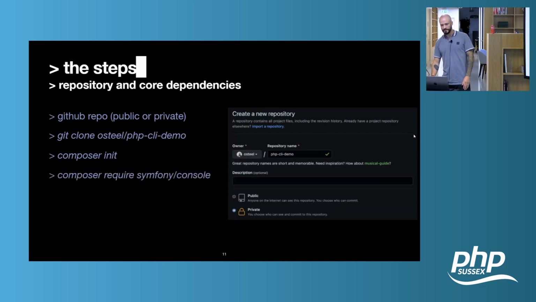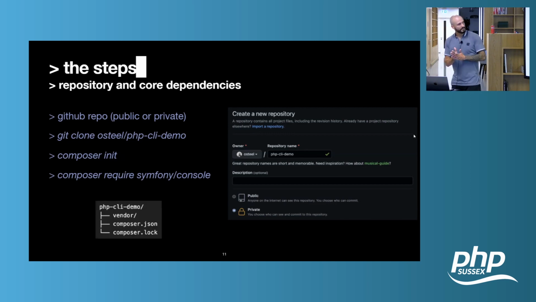Once you've done that, you can install the core dependency of the application, which is the Symfony Console component, like I said earlier. And once you've done all of that, this is the file structure you should get. So the directory of the application, php-cli-demo, the vendor directory, which contains the Composer dependencies, and then the composer.json and composer.lock files. So far, it is pretty standard.